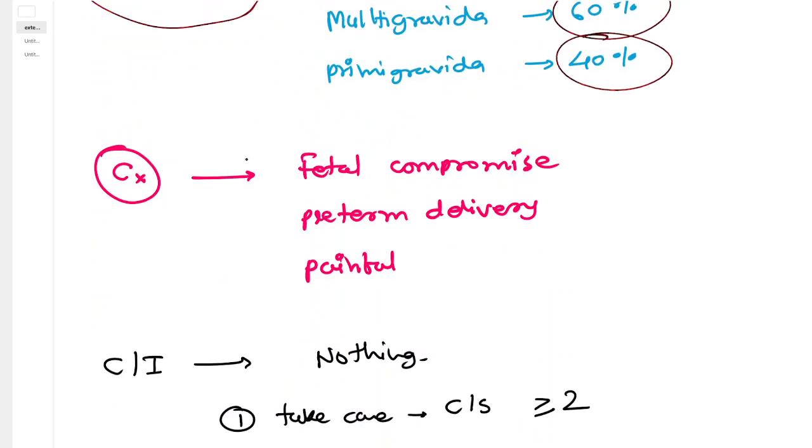Now, what are the complications of the ECV? Not much. Sometimes it is a fetal compromise because of the handling of the baby, handling of the umbilical cord. Abruption can happen, but it's again very, very rare. Preterm delivery can start and it can be very painful for the mother as well.